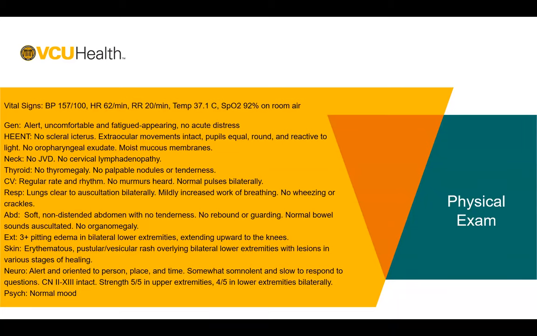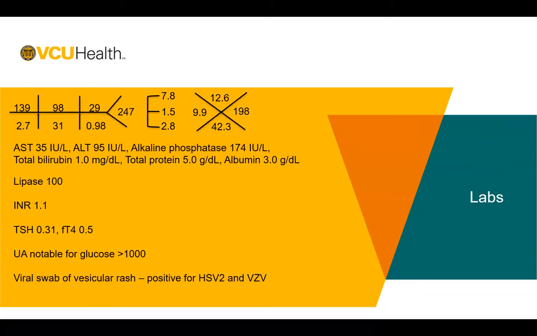And in his extremities, he had 3+ pitting edema extending upward to the knees, and also an erythematous pustular and vesicular rash overlying both of his legs with lesions in various stages of healing. Neurologically intact, just somewhat somnolent and slow to respond, and normal mood on psych evaluation. Some basic lab work that was obtained in the emergency room is displayed on this slide. So I'll let you all take a look at that for just a second.